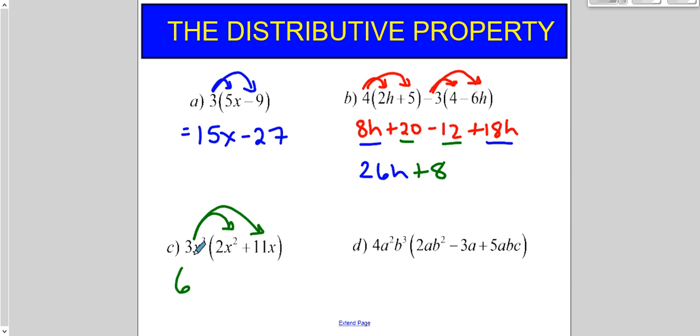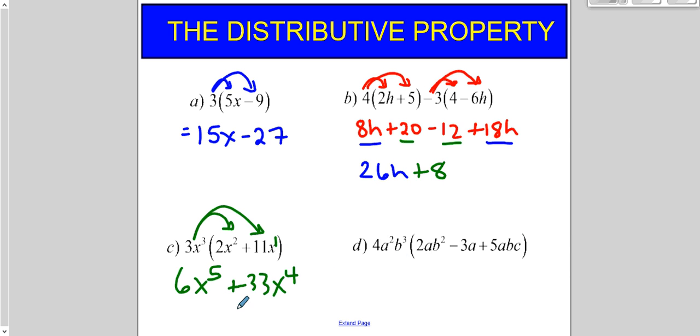So remember, we're multiplying, which means we're going to add our exponents. So the base stays the same, stays as an x, and then I'm going to add my exponent. So x to the 5th. And then 3 times 11, which is 33. And x cubed times x to the 1 means I'm going to add my exponents there, which is going to be x to the 4.